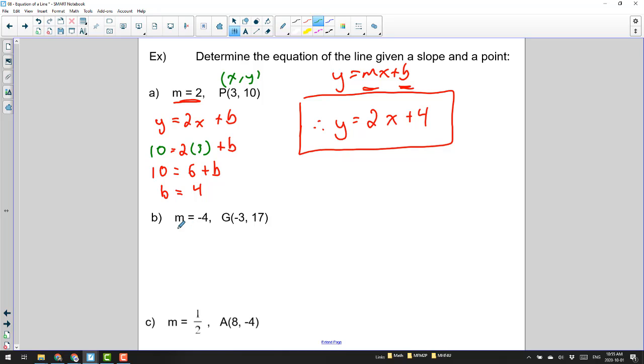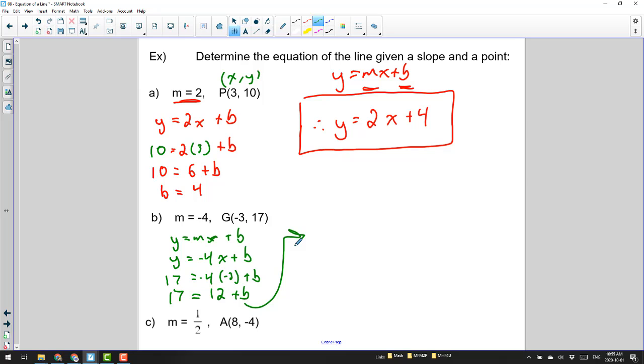So for part B here, we can see m is -4, and we're given the point (-3, 17). So I know my equation of the line is y equals mx plus b. I know my slope is -4. And I have that point, (x, y), so I can plug that in. 17 is equal to -4 times -3 plus b. So that's 17 is equal to -4 times -3 is 12 plus b.